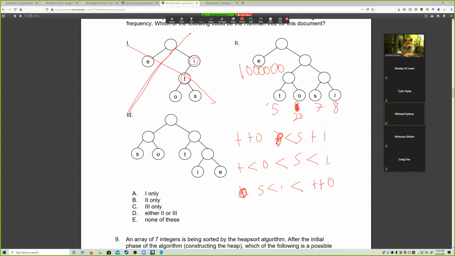Please, I'm using that to basically establish whether or not this should be on the exam or not. Okay.